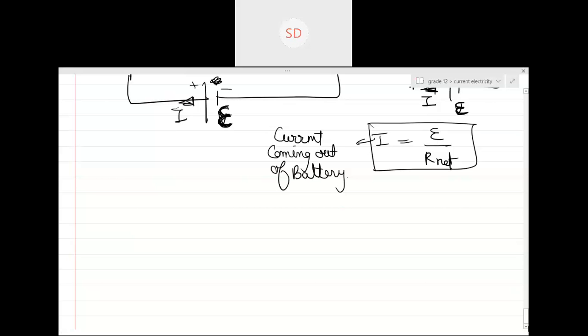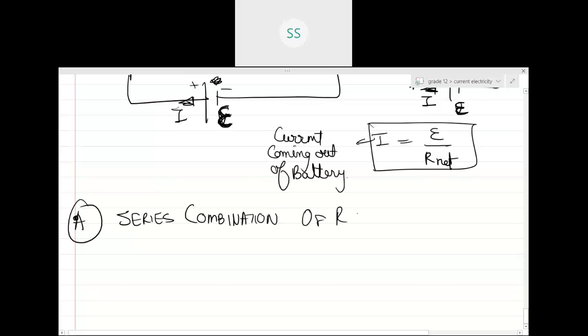Now we have two different types of grouping. One is series combination and one is parallel combination. Everyone knows series and parallel combination. So the first type is basically series combination. What is series combination? Everyone is familiar with it, right?